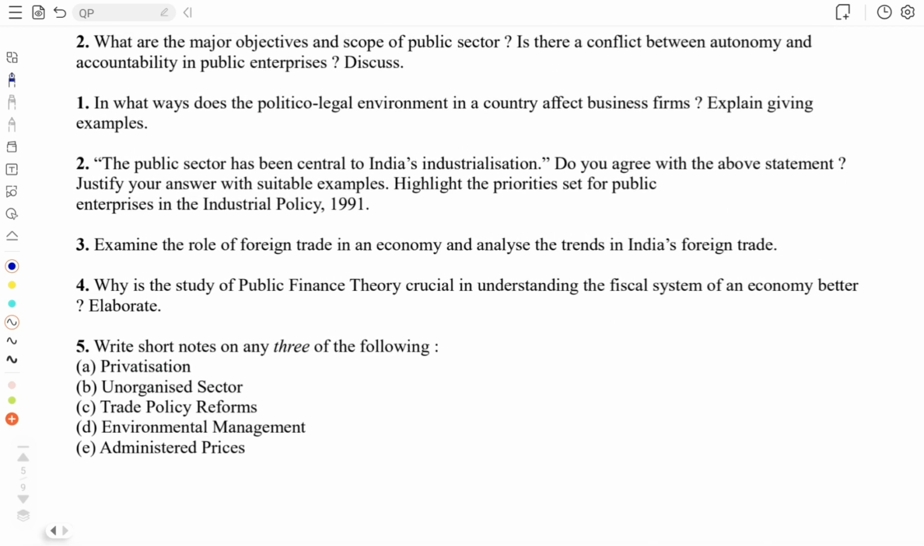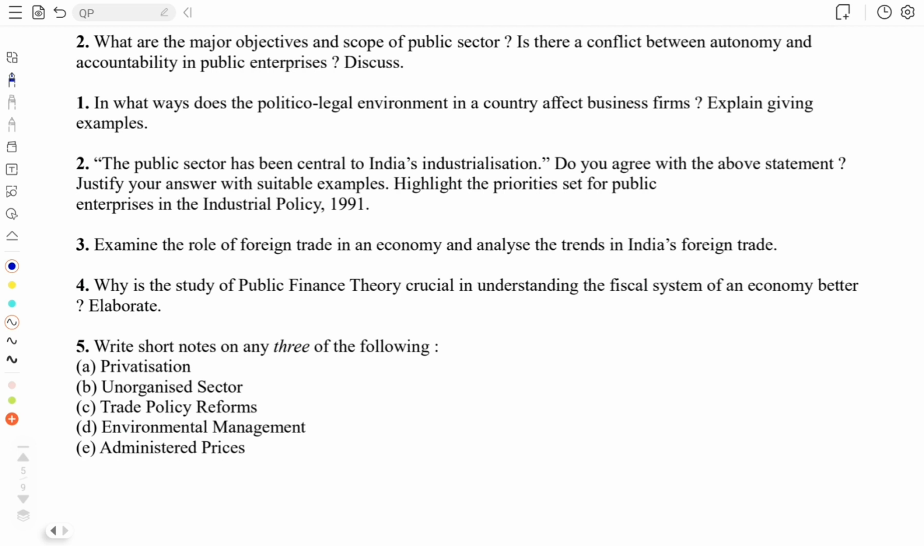The next question is to write short notes on any three of the following. The first one is privatization. Again, I'm not going into it, you know it. Unorganized sector. That is sectors that are not governed by government rules and regulations. It includes fishermen, weavers, toddy tappers, beedi workers, plantation workers, all those things. That is the unorganized sector.